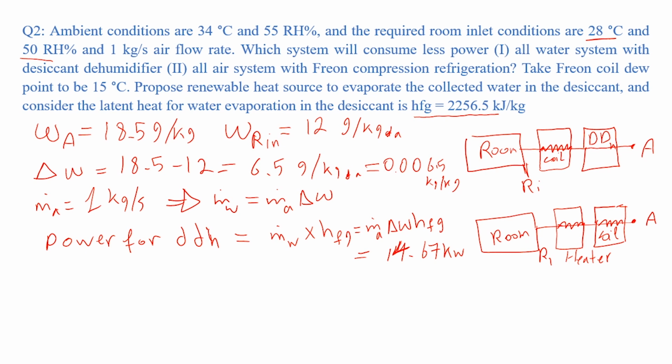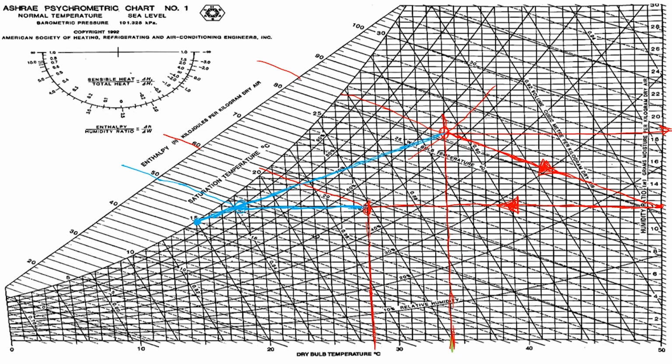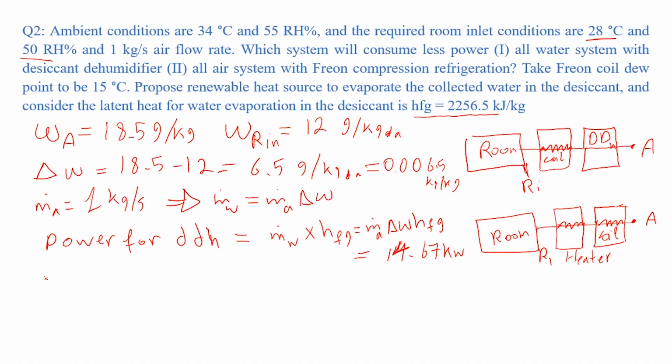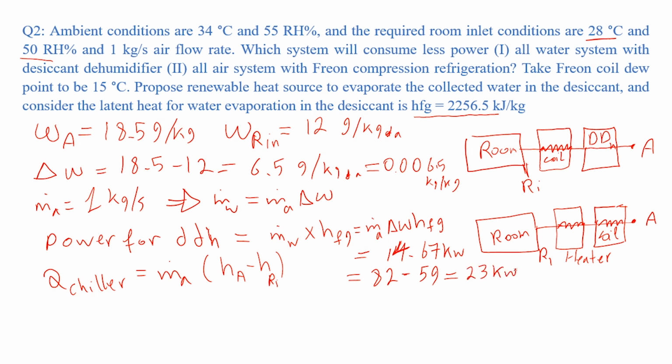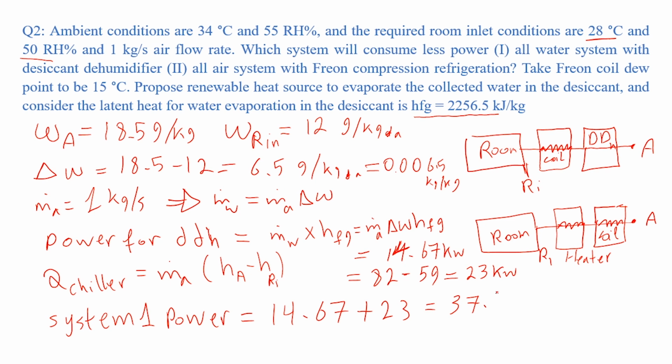As for the chiller, we can see the power required is between this point and this point. So Q for the chiller equals M air multiplied by delta H, which gives us 23 kilowatt. So the total power for the hydronic system, number 1, will be 14.6 plus 23, which gives us 37.67 kilowatt.